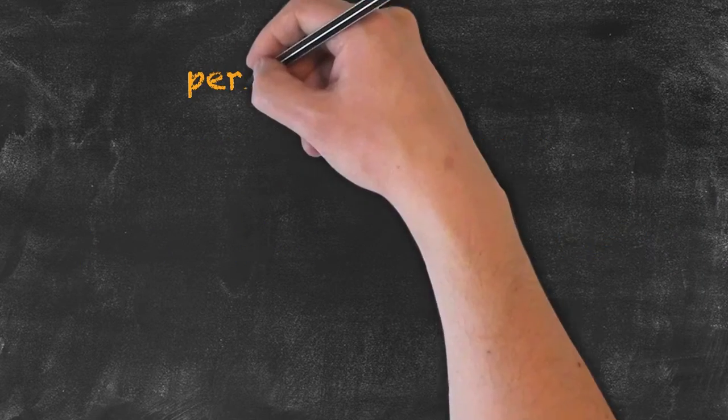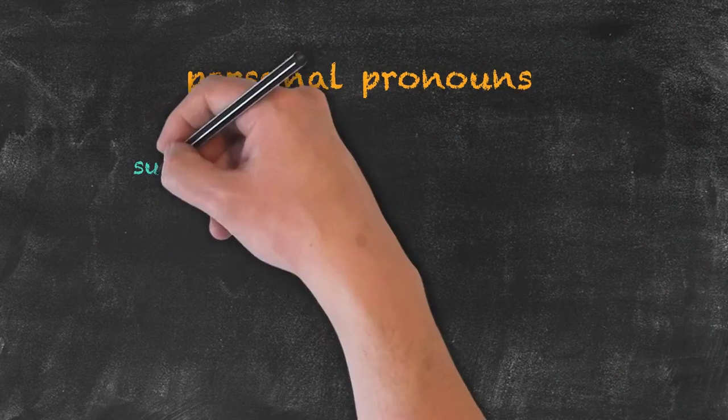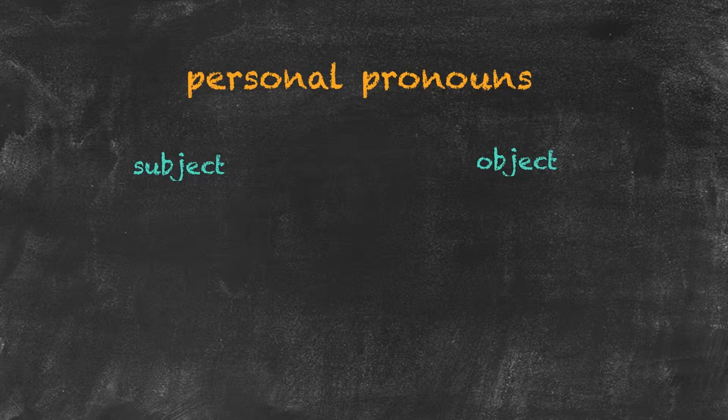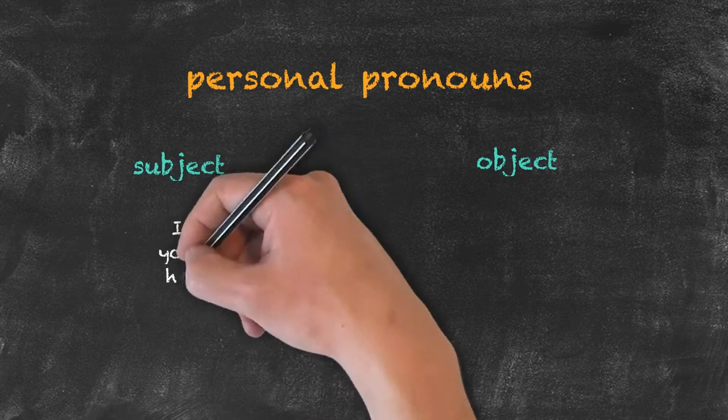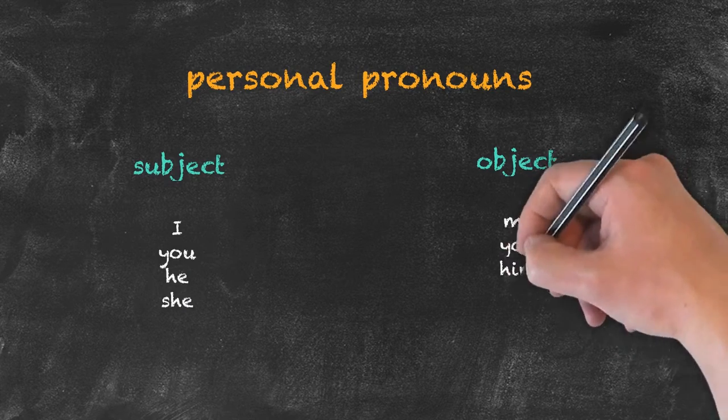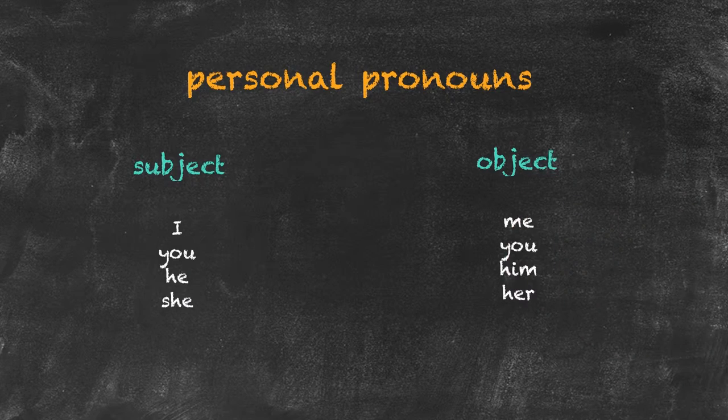With our personal pronouns, we have to decide whether it's the subject or the object. The subject is the doer of an action, whereas the object is the one that receives the action. Subject pronouns are I, you, he, she, it, etc. Object pronouns are me, you, him, her, etc.